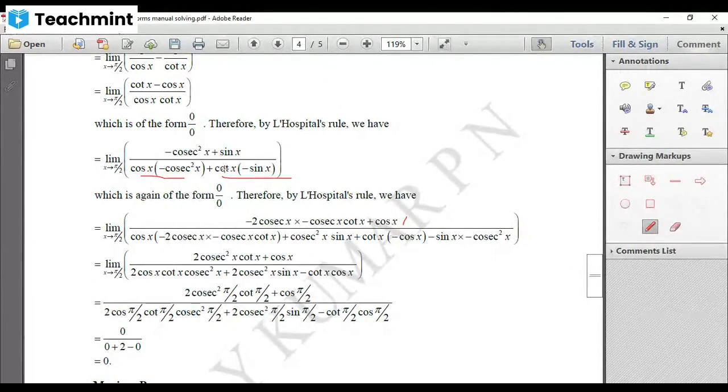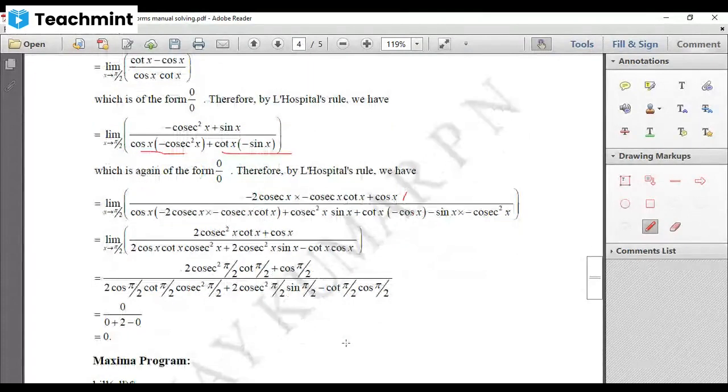Then apply the product rule for this. Keep cot x as it is. Derivative of sin x is cos x with minus sin. Minus sin x into derivative of cot x is minus cosecant square x. You simplify this, you'll get this much.